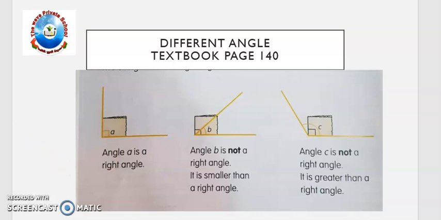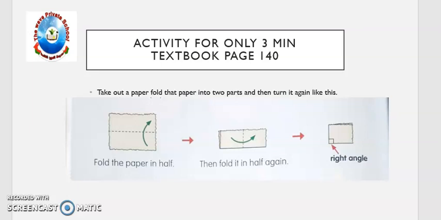So I have an activity for you. You have to take out a paper, fold this paper, and then I will show you how you can make a right angle. I will show you a video. You have to follow my steps. First of all, take out a paper very fast. You have only 20 seconds. Take out your paper fast. 1, 2, 3, 4, 5, 6, 7, 8, 9, 10, 11, 12, 13, 14, 15, 16, 17, 18, 19, 20. Yeah, and follow these steps in the video.